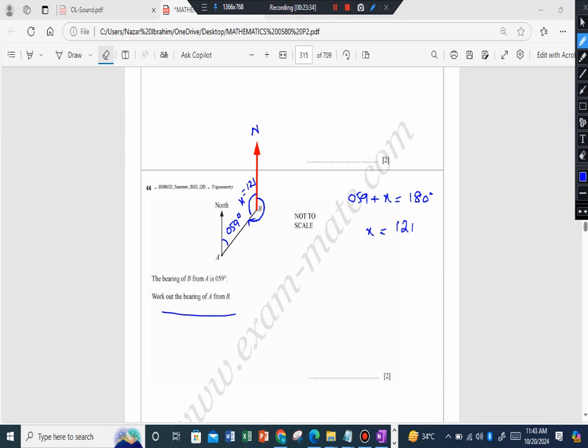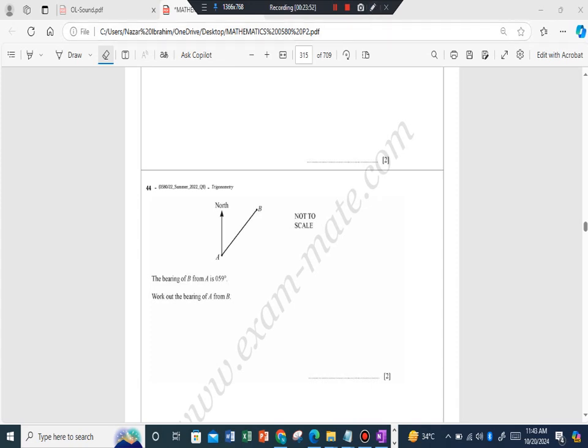Now if it is 121, we subtract it from 360, which gives 239. So the bearing of A from B is 239. Clear? Let's move to the next.